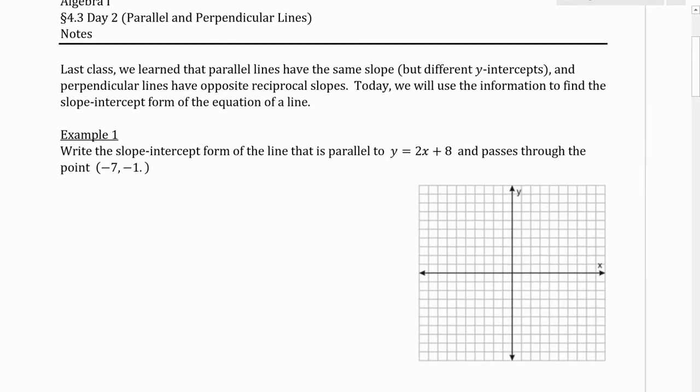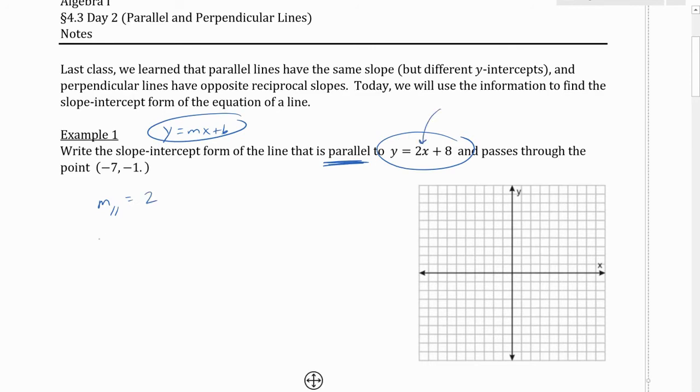But today we're going to use all the stuff about slopes for parallel and perpendicular lines to actually write equations of lines. So this one, write the slope-intercept form of the line. We're trying to end up with something like this. We want it to be parallel to this line. Remember, the slope of a line parallel to a line is the same as the slope of the line itself. So it's got to be a slope of 2. And it's going to go through -7, -1.